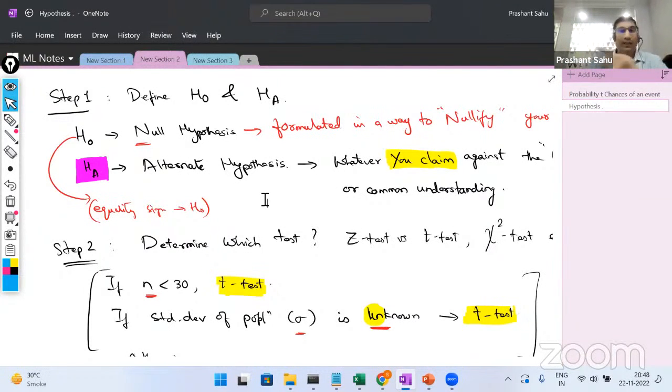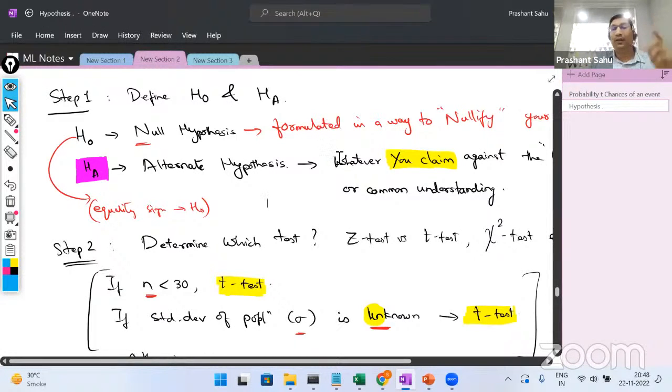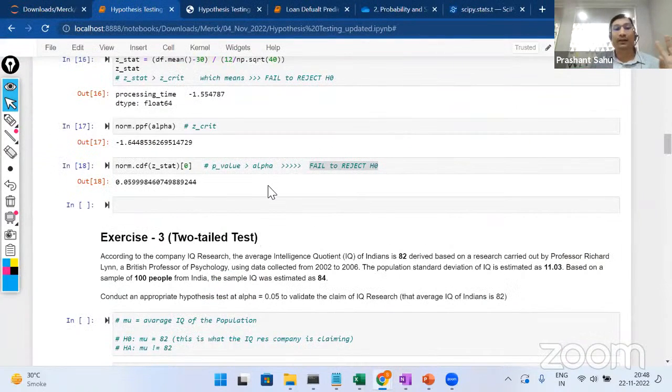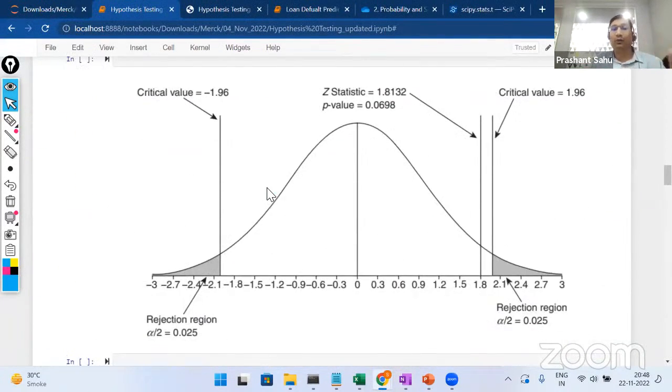Someone had a doubt. I read it in the chat box. Now, is that very clear to everyone? So if you are making the claim about the equality of the population mean with some number, then your claim itself will be taken as the null hypothesis. You are very much in line with the null hypothesis. So that's the case of a two-tailed test.